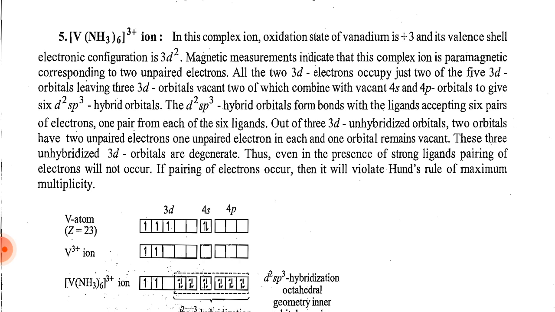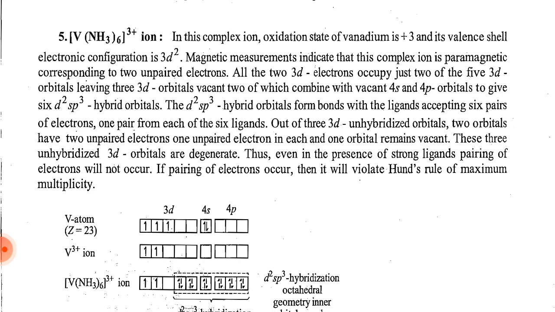Both 3d electrons occupy just 2 of the 5 3d orbitals, leaving 3 3d orbitals vacant, 2 of which combine with the vacant 4s and 4p orbitals to give 6 d2sp3 hybrid orbitals. The d2sp3 hybrid orbitals form bonds with the ligands by accepting 6 pairs of electrons, 1 pair from each of the 6 ligands. Out of the 3 unhybridized 3d orbitals, 2 orbitals have 1 unpaired electron each, and 1 orbital remains vacant. These 3 unhybridized 3d orbitals are degenerate. Thus, even in the presence of a strong ligand, pairing of electrons will not occur. If pairing occurred, it would violate Hund's rule of maximum multiplicity.